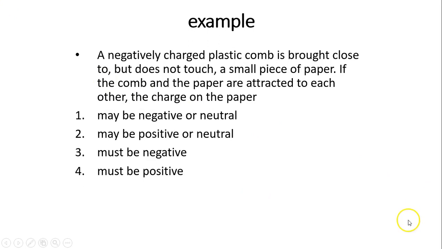Another example: a negatively charged plastic comb is brought close to, but does not touch, small pieces of paper. If the comb and paper attract each other, the charge on the paper may be negative or neutral, may be positive or neutral, must be negative, or must be positive. Because the comb is negatively charged, a negatively charged object can attract a positively charged object or a neutral object. So the answer is 2.